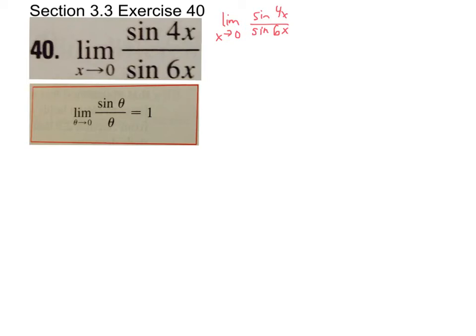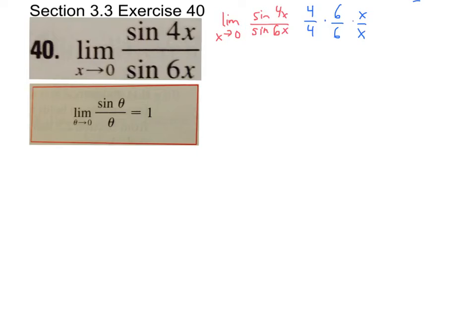So what we want to do is think about how to transform this sine of 4x over sine of 6x and make it look like sine of theta over theta. We have a sine of 4x on the top, which means we're going to need a 4x on the bottom. We have a sine of 6x on the bottom, so we're going to need a 6x up on the top. And so we're going to multiply by a 4 on the top and the bottom, by a 6 on the top and the bottom, and then by an x on the top and the bottom.